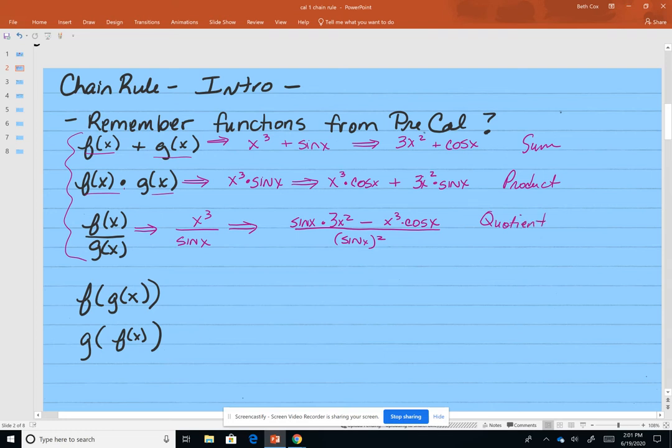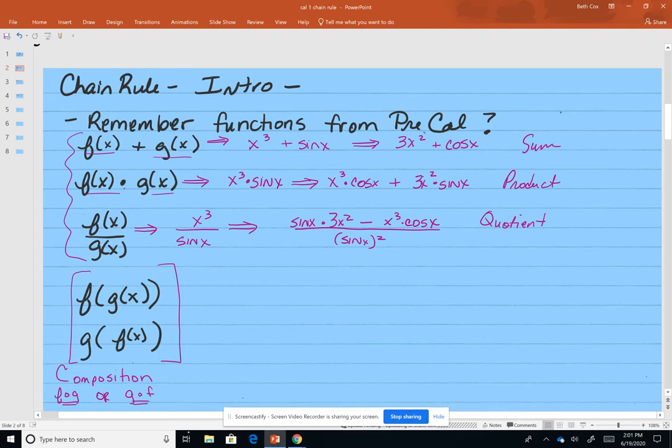Now what we're going to do is learn how to find the derivative of a composition, and this is where the chain rule comes in. This is the composition. Some people call it f of g and g of f. That's where we plug one function into the other. We don't use this notation. I don't see it in calculus. This other notation makes a little more sense.